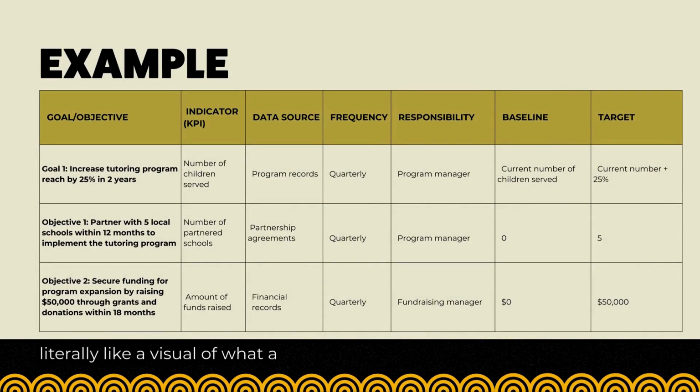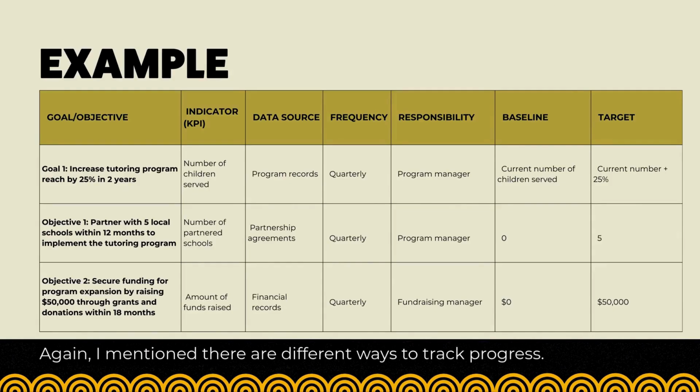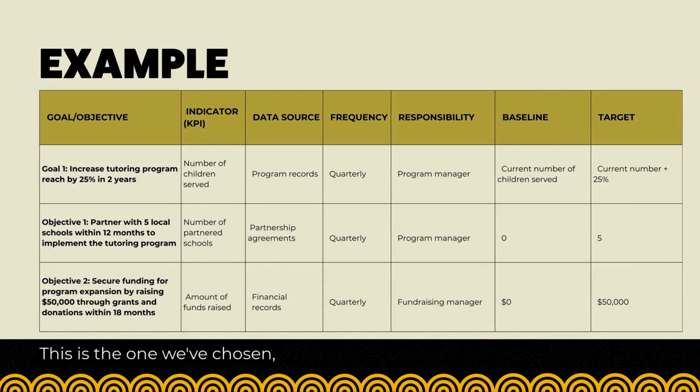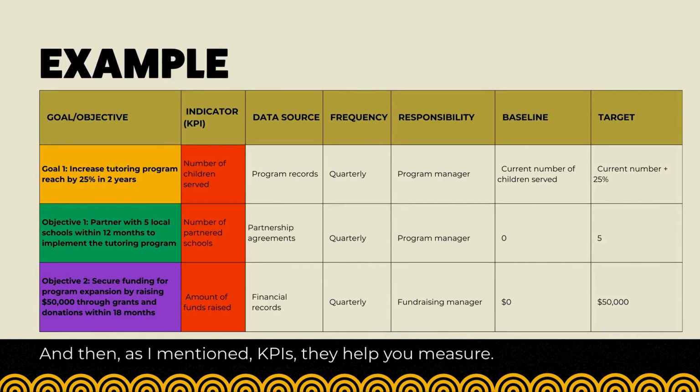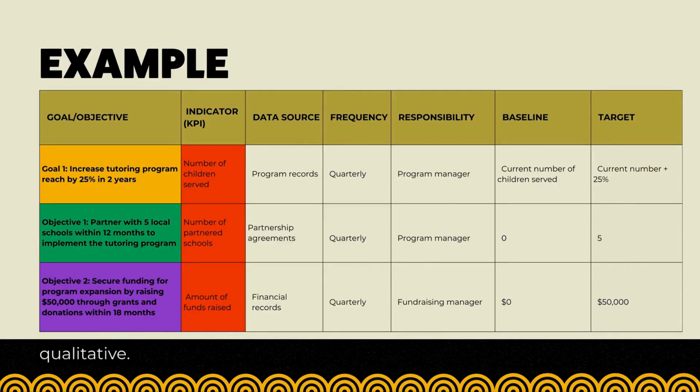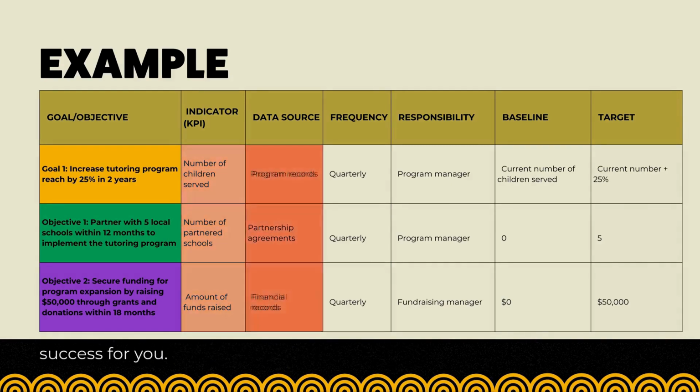So this is an example, literally a visual of what a results framework would look like. Again, I mentioned there are different ways to track progress. This is the one we've chosen, and these are just examples that we've picked out. We have goals. Under the overarching goal, usually you have an objective. There are 2 examples there. And then, as I mentioned, KPIs, they help you measure. So it will be a number, it will be an amount, it will be a percentage, or it will be qualitative. Let's not go into that, but it's really up to you to decide what indicates success for you.